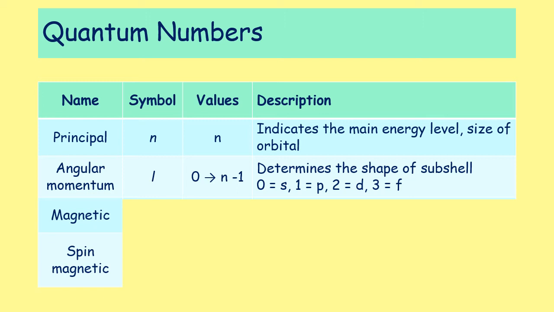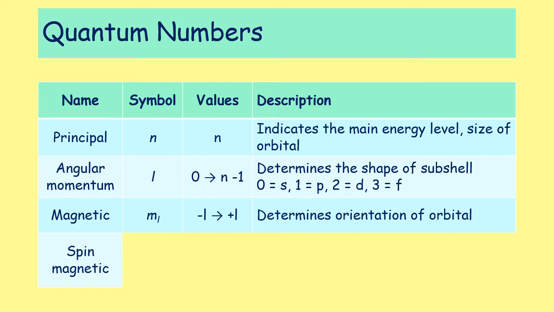Then the next level of describing an electron is the magnetic quantum number, and it has a value of m with a small l beside it. And the magnetic quantum number, again, there is a range of these depending on what the angular momentum was, because your magnetic quantum number can go from minus l to plus l.